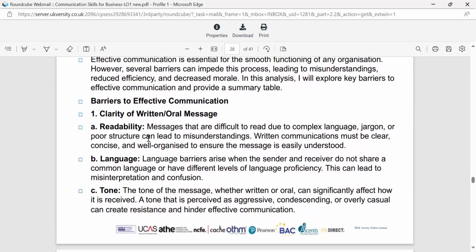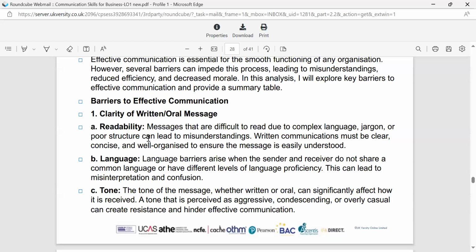The first barrier to communication is the clarity of written and oral messages, the readability. Messages are difficult to read due to complex language, or poor structure can lead to misunderstandings. Written communications must be clear, concise, well organized, and easy to understand, ensuring the message is understood. Language barriers play a big part as well, so that the person is able to understand.